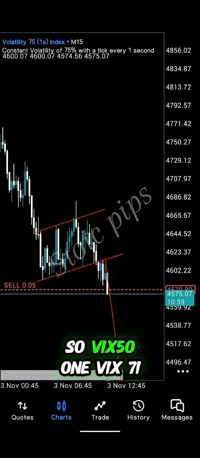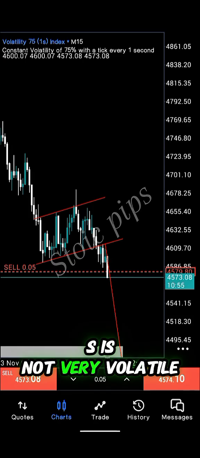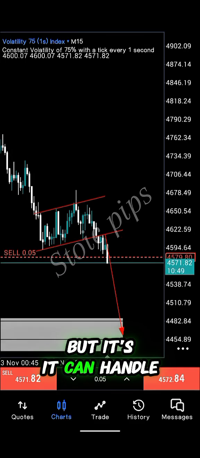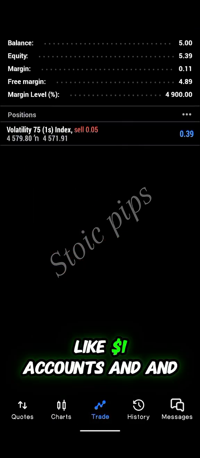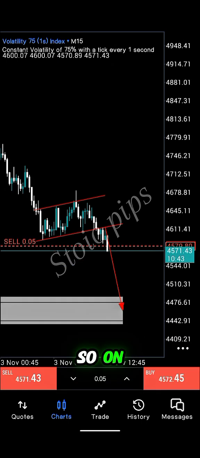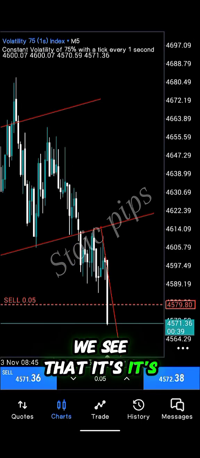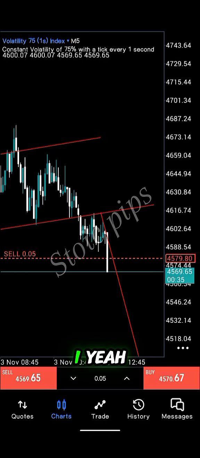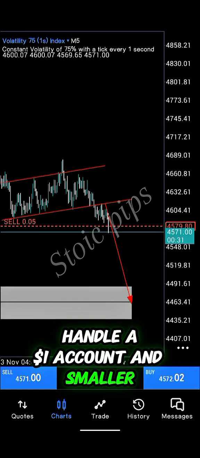So VIX 75 1S is not very volatile. Well, it's very volatile actually, but it can handle small positions. It can handle small accounts like $1 accounts and so on. Because when we look at the margin, we see that its margin is 0.11. Yeah, so that means it can handle a $1 account and smaller accounts.